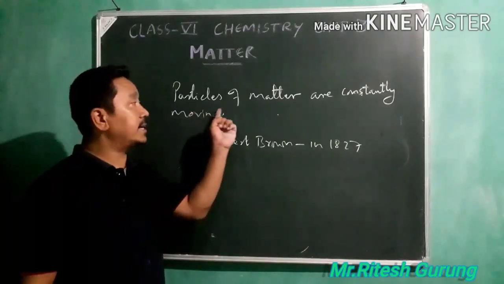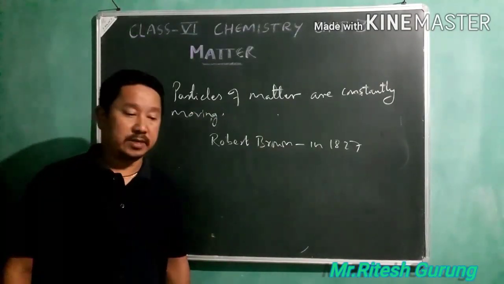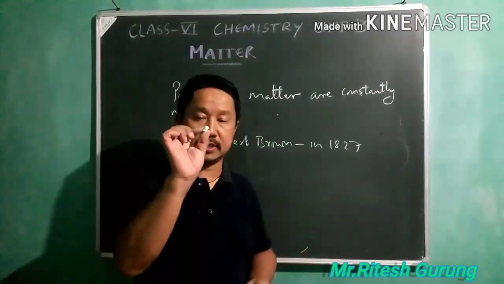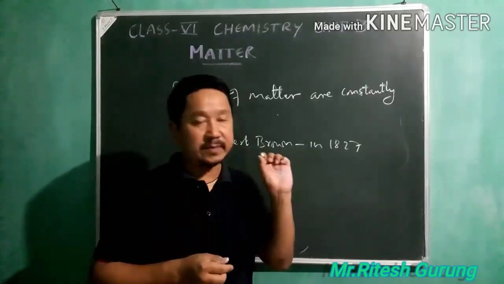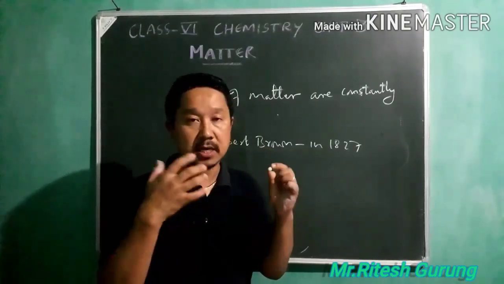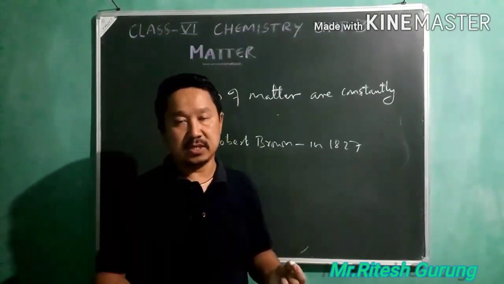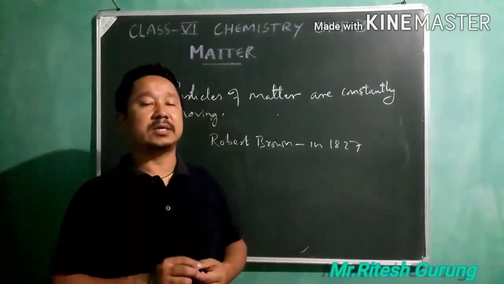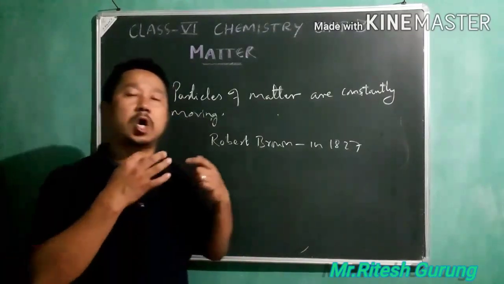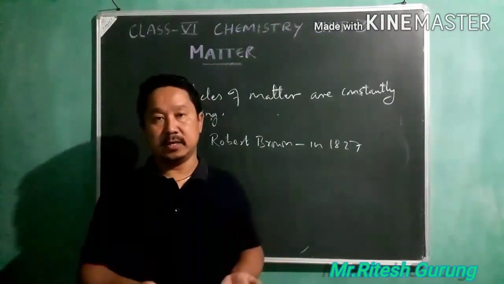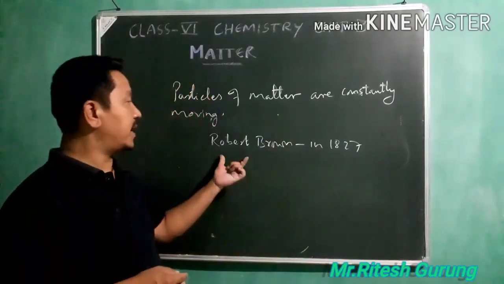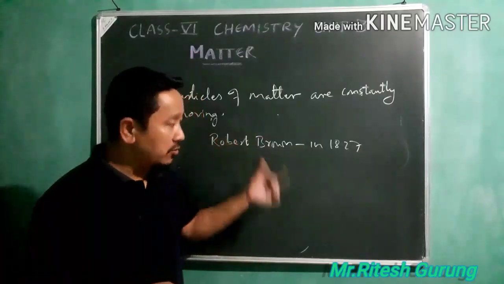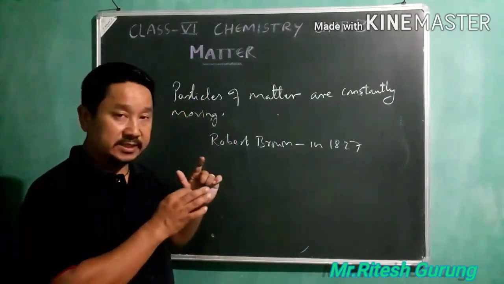Now we'll see that particles of matter are constantly moving. Though we cannot see that, suppose chalk is there, matter formed of many particles, but the particles in the chalk cannot be seen, whether they are moving or not. Their movement cannot be seen, but actually they are always in motion. This was first proved by Robert Brown in 1827. Let's see how he discovered this.